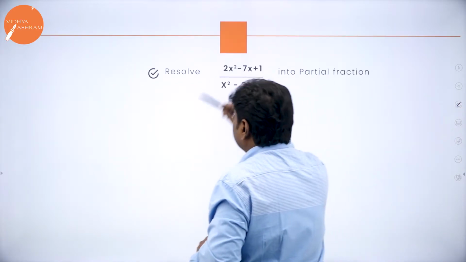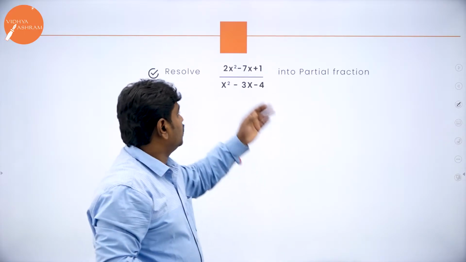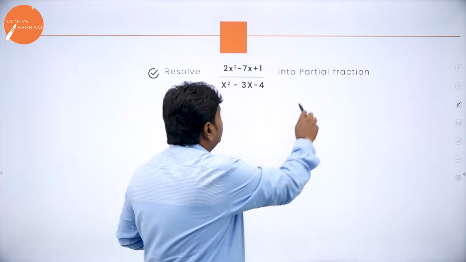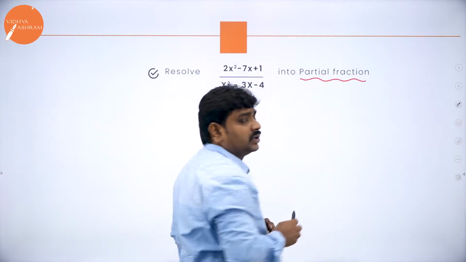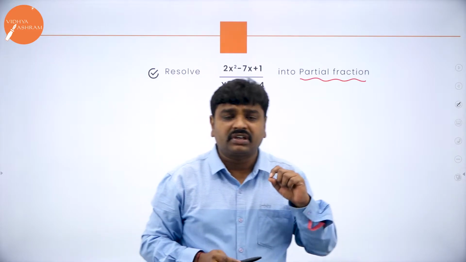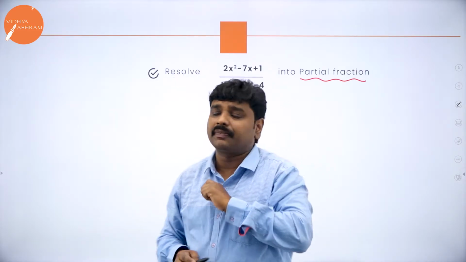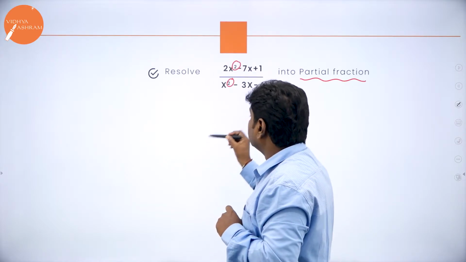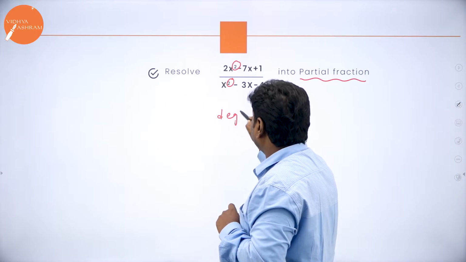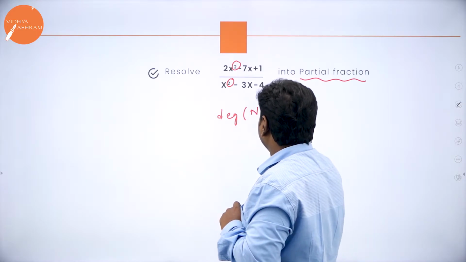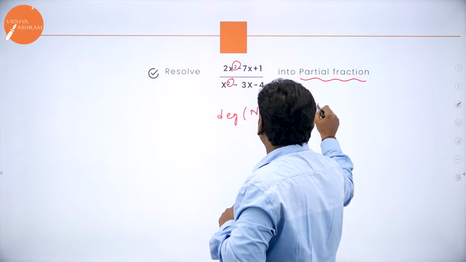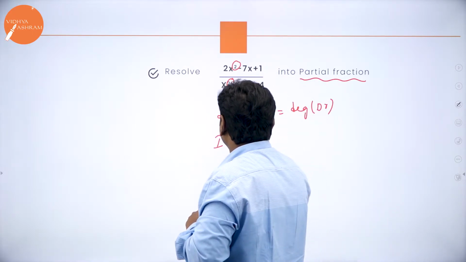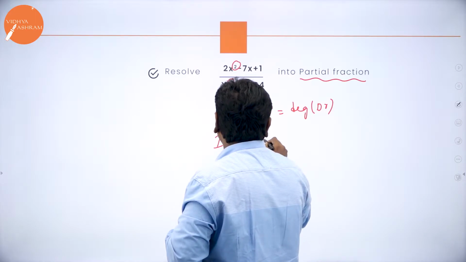Now they will ask you to resolve this: 2x square minus 7x plus 1 divided by x square minus 3x minus 4. They want you to resolve it into what? Partial fraction. If you want to resolve it into partial fraction, first we will see whether it is proper or improper. What is the degree of numerator? 2. What is the degree of denominator? 2. So I can say degree of numerator is equal to degree of denominator. Do you agree? Both are having same degree. Therefore the given fraction is what? Improper. First we should decide whether it is proper or improper.